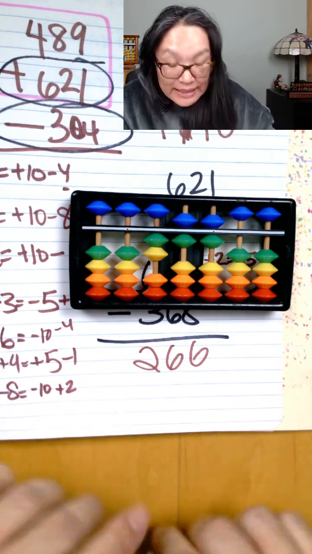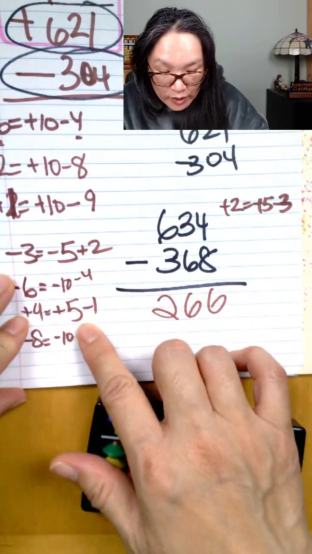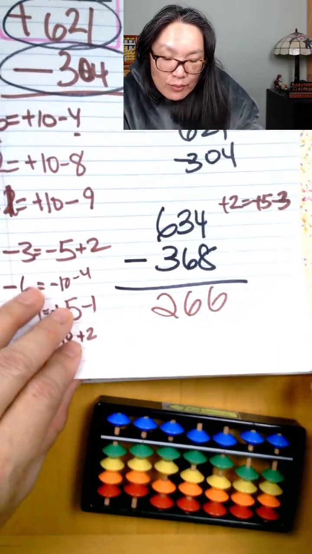Okay. The reason why is because now we're combining everything. Now we're doing two-step equations. So let's do it again. Let me get more paper.